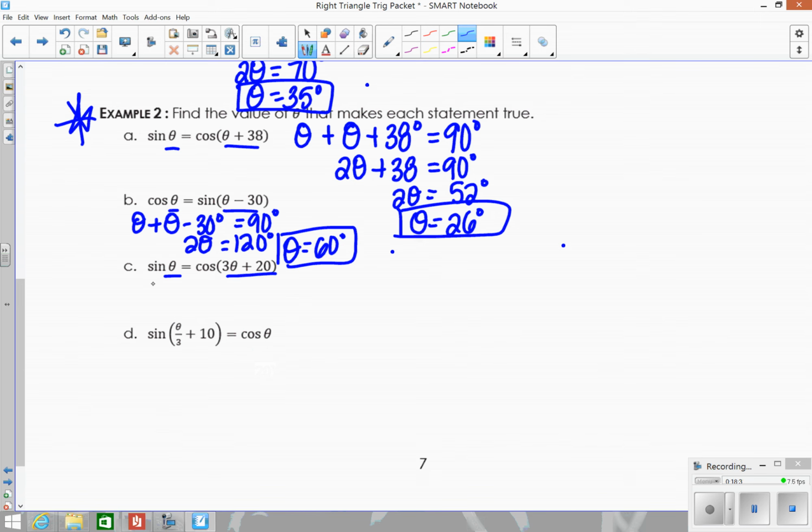Next one, same idea. If sine and cosine are equal, the angles must be complementary. Add them up, set it equal to 90. So we have 4 theta when we combine like terms, subtract the 20, so 4 theta equals 70. Divide everything by 4 and you get theta equals 17.5.